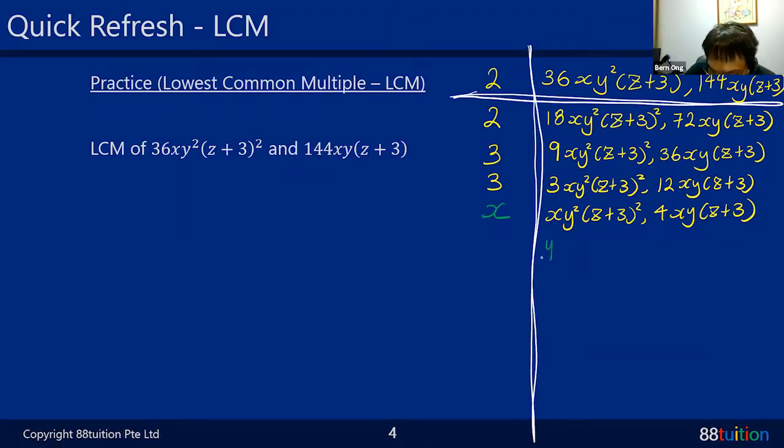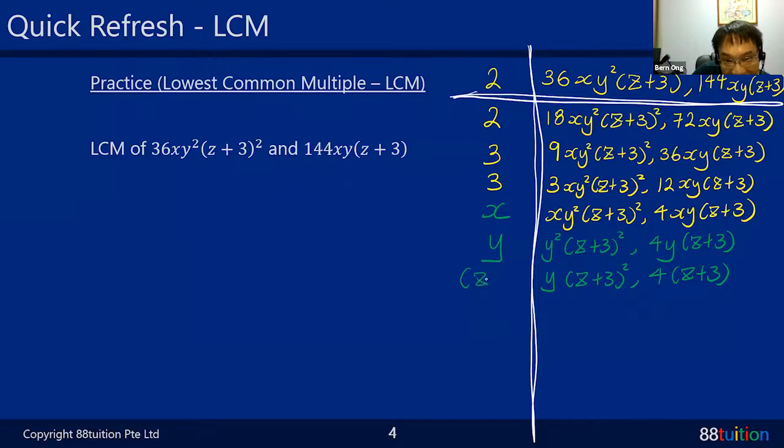All right, so I'm left with y squared, (z + 3) squared. And down here, left with 4y, (z + 3). What else is common? y is common, divide by y. So up here is y, (z + 3) squared, and down here is 4, (z + 3). What else is common? z + 3. So divide by z + 3 again. So down here, left with y, (z + 3), and down here is 4.